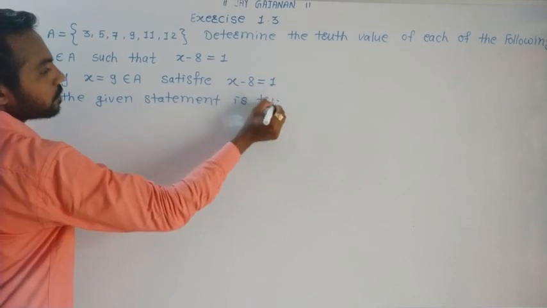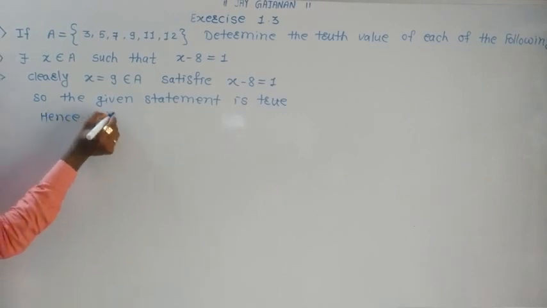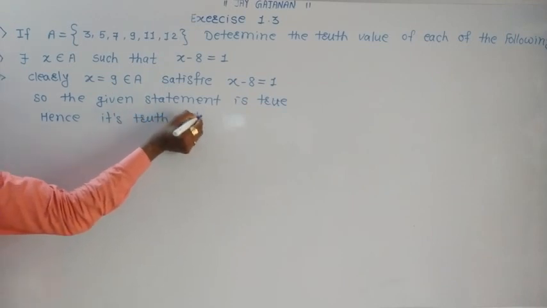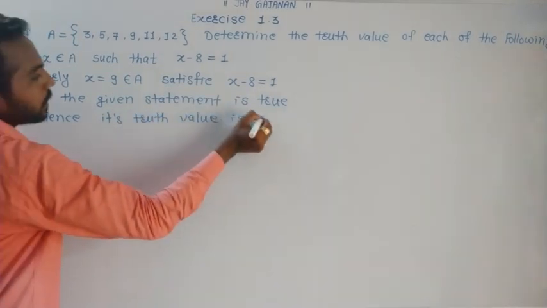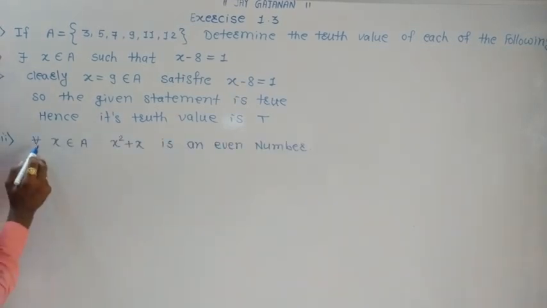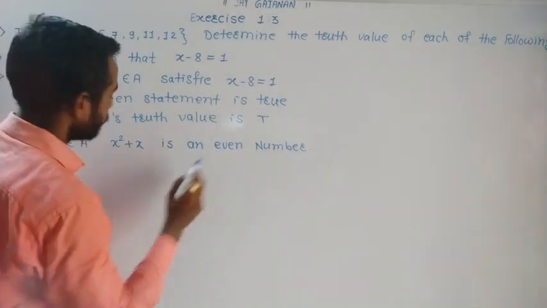Therefore, or we can say hence, its truth value is capital T. Now the second example is for all x belong to A, x square plus x is an even number.